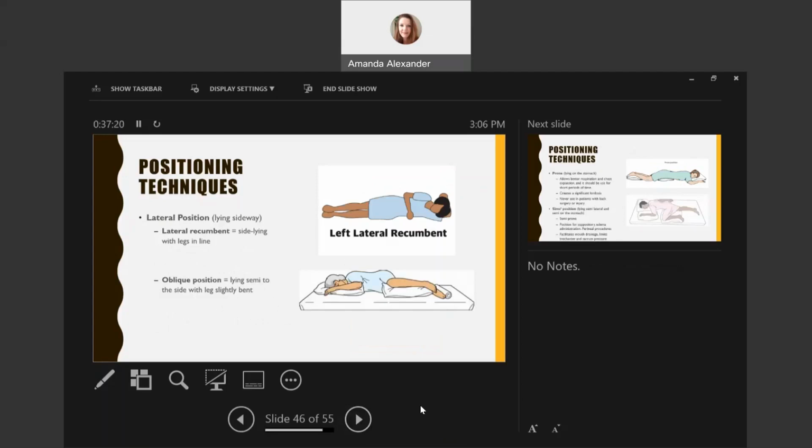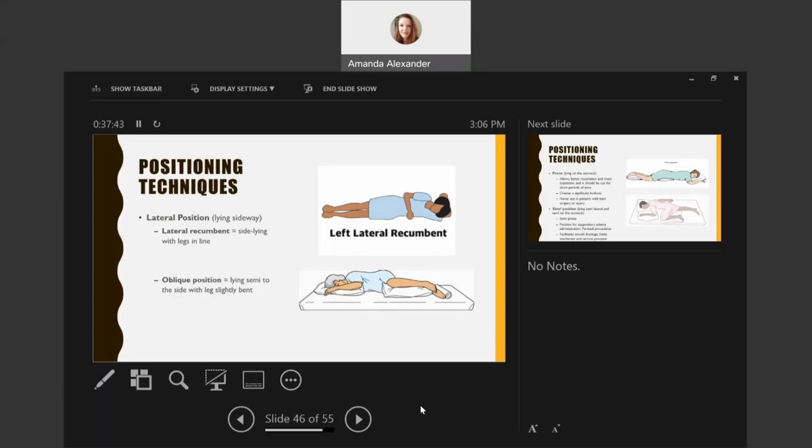All right, positioning techniques, lateral position, the side lying technique, you see is one hip on top of the other. This position's not used that much anymore, but the lateral position is to prevent pain and bleeding after like a hemorrhoidectomy.